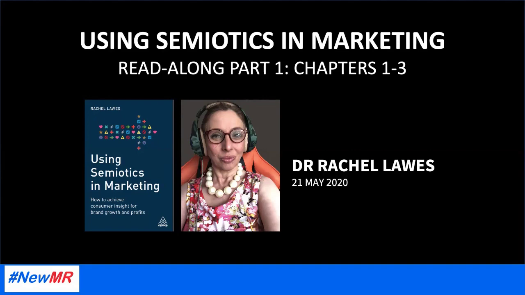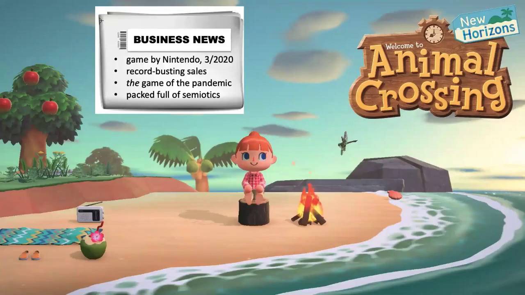So this time we're going to be talking about the contents of chapters 1 to 3 of Using Semiotics in Marketing, and there's quite a lot of exciting stuff going on there. Let's take a look at what's coming up. But first, let me talk about this week's business news. What I'll do each time I see you is I'll try and introduce a business story that's relevant for the week and that we can start to use as a fresh example for semiotics.